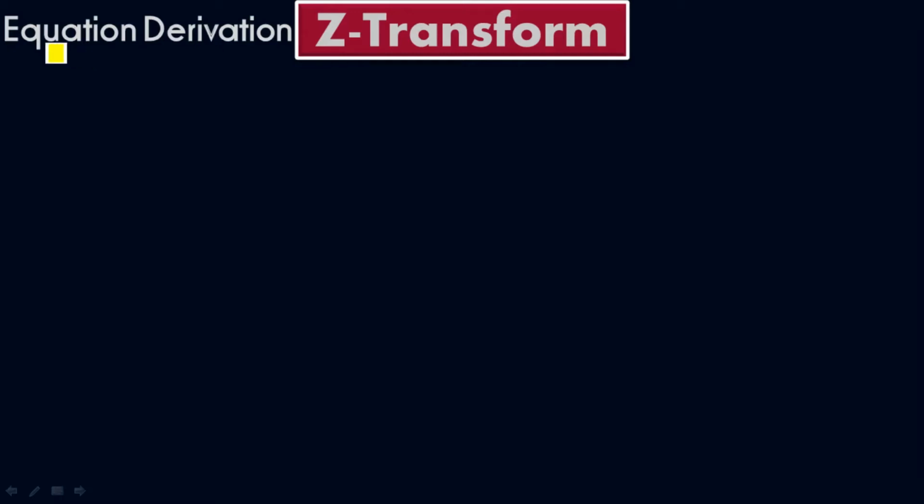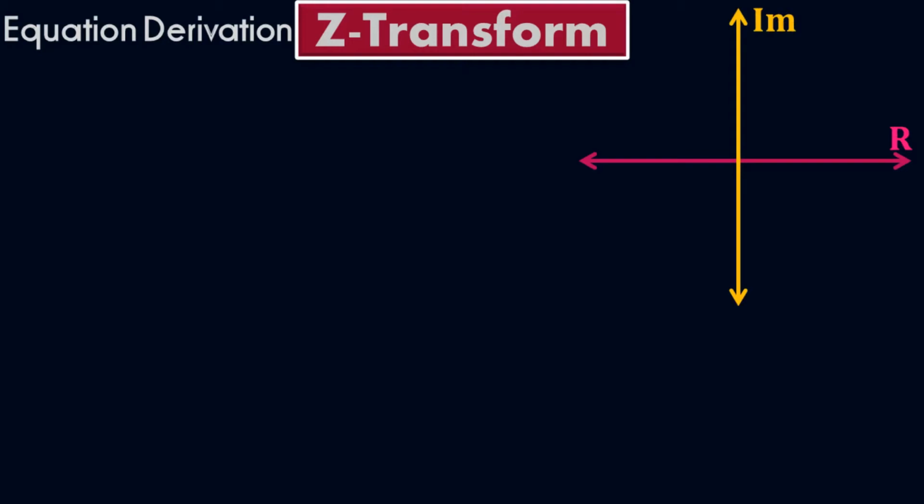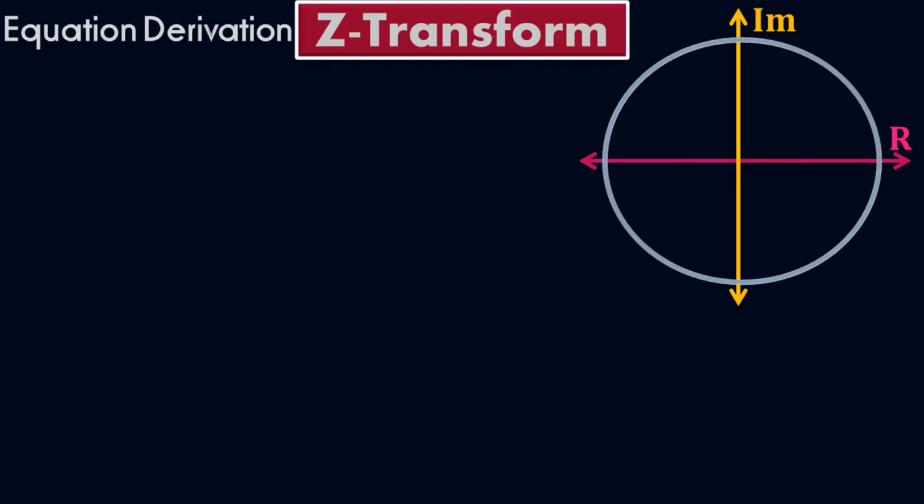Equation derivation. Now we're going to learn how to derive the main equation for the Z transform. What is the procedure to derive the equation for the Z transform? So let's do it. This is my plane with the imaginary axis and real axis. And here is my unit circle. This is the unit circle with the magnitude radius r equals to 1. This is my phase angle. What I'm doing is deriving the equation for the Z transform.